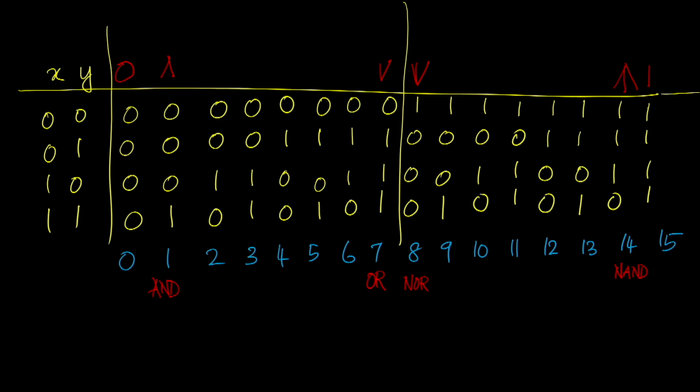Now let us come to column 6. Column 6 is 1 if either x is 0 or y is 0, but not both. That is, exactly one of x and y should be 1 for the output to be 1. This is called the Xor function, denoted in this fashion.